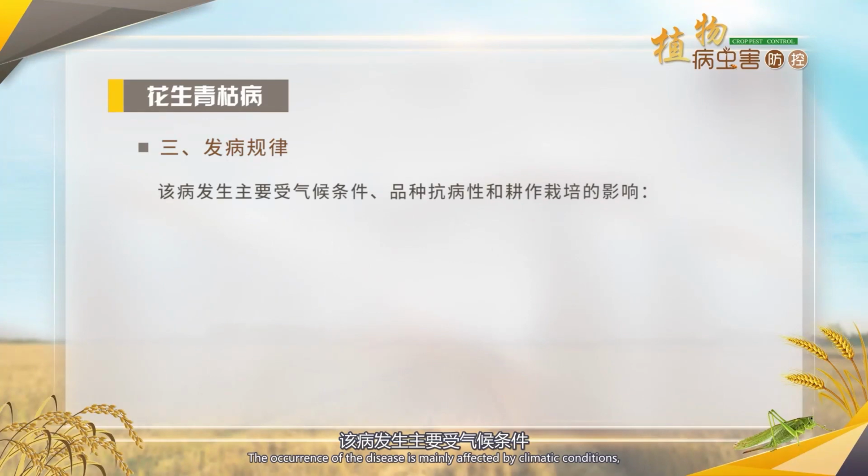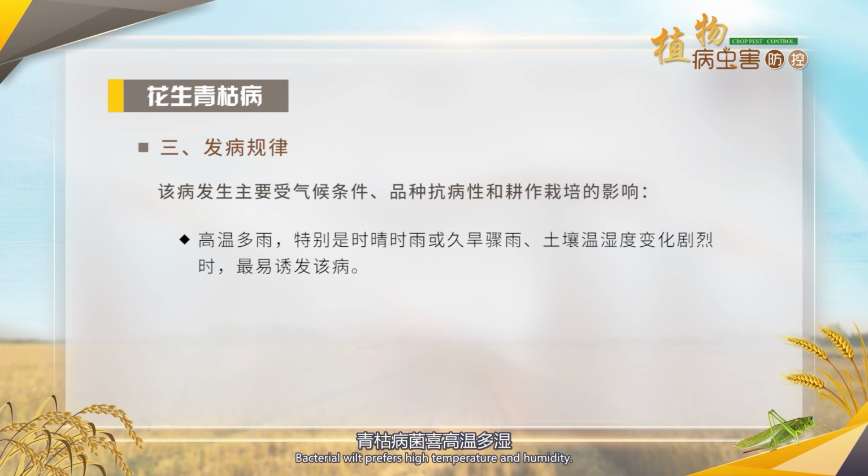The occurrence of the disease is mainly affected by climatic conditions, disease resistance of cultivars, and tillage cultivation. Bacterial wilt prefers high temperature and humidity. When the average air temperature is stable above 20 degrees Celsius for 10 days, the disease begins to occur. It is most likely to occur when it is hot and rainy, especially when it is sunny and rainy alternately, or when it rains after a long drought and the soil temperature and humidity change sharply.